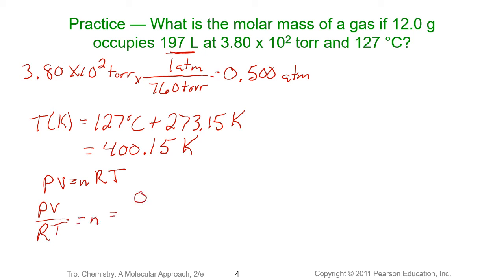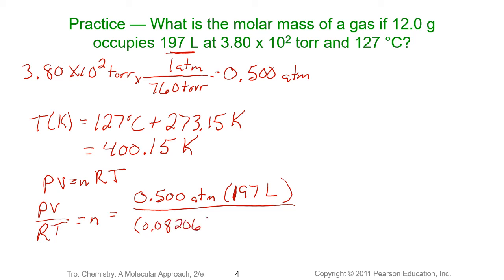We can put in our pressure, the liters from the problem, divided by R, which is our ideal gas constant, 0.08206, times our temperature, 400 Kelvin. This allows us to find that we have 3 moles of gas.